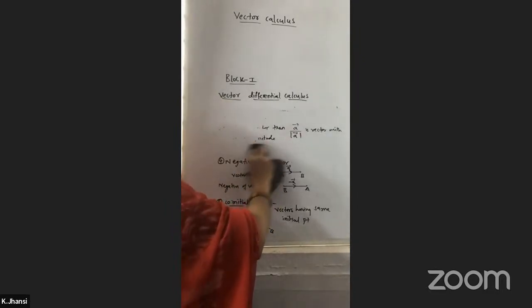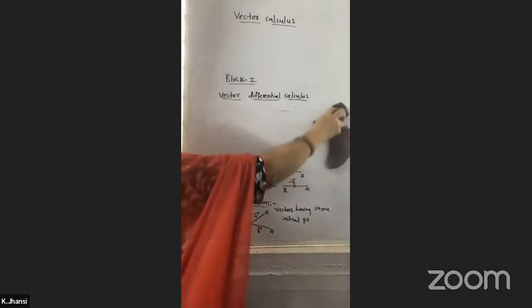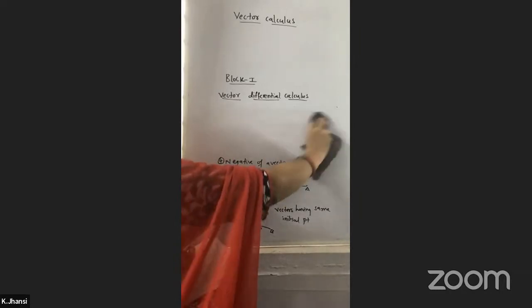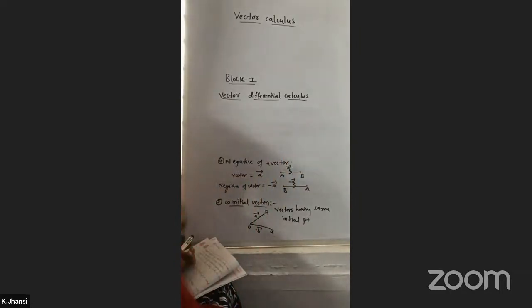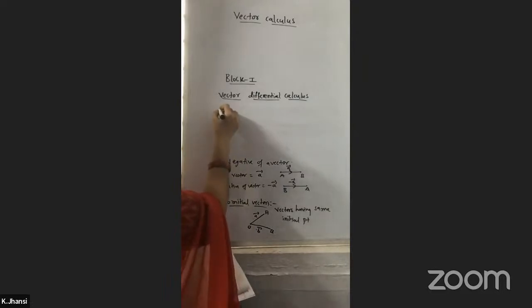That's why for any representation of a vector, we use i, j, and k. It shows that i is in the direction of the x-axis, j is in the direction of the y-axis, and k is in the direction of the z-axis. Okay, that is about the rectangular unit vectors.